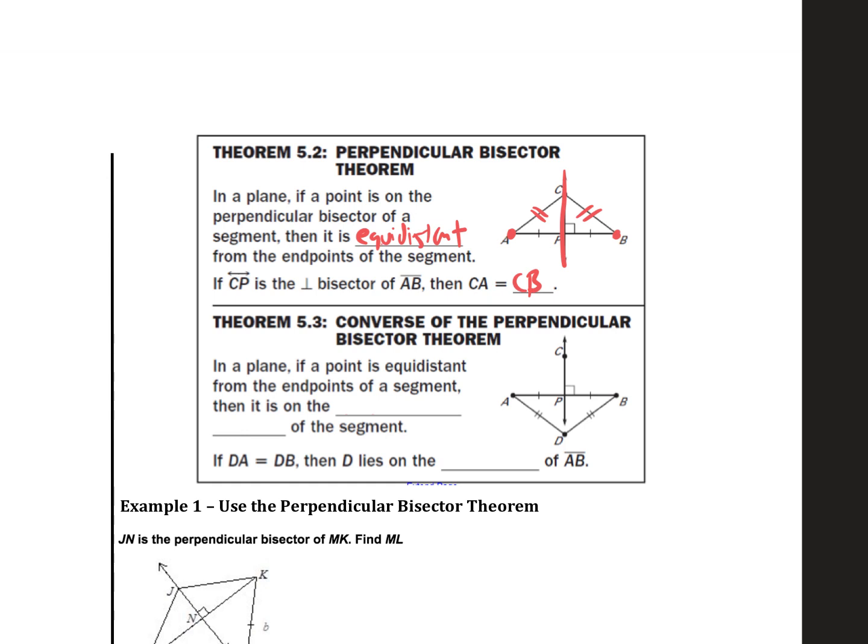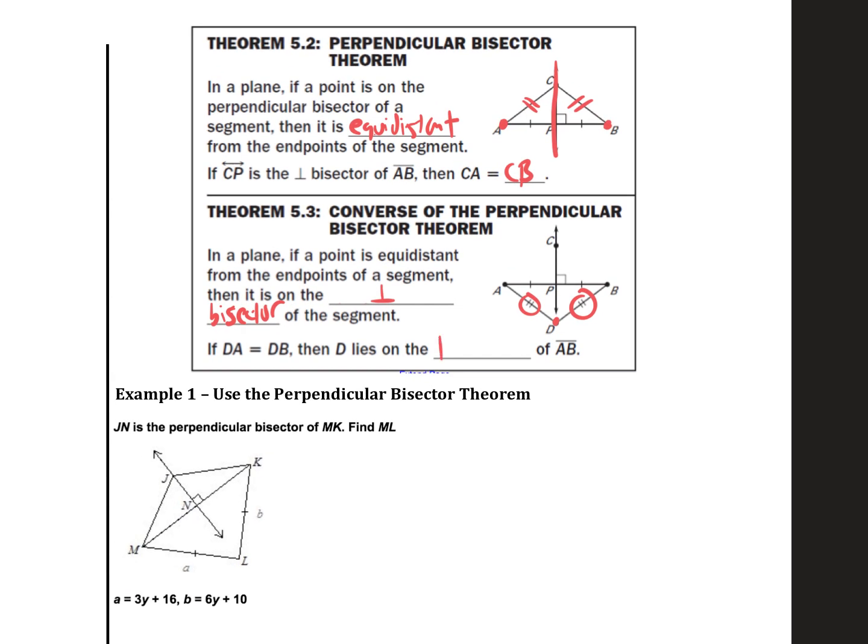The converse is also true. If a point is equidistant, if these are equidistant here, that means D is on the perpendicular bisector. So it goes both directions. If it's on the perpendicular bisector, it's going to be equidistant from the points, and vice versa. If it's equidistant, then it's also on the perpendicular bisector. All right, sounds good.